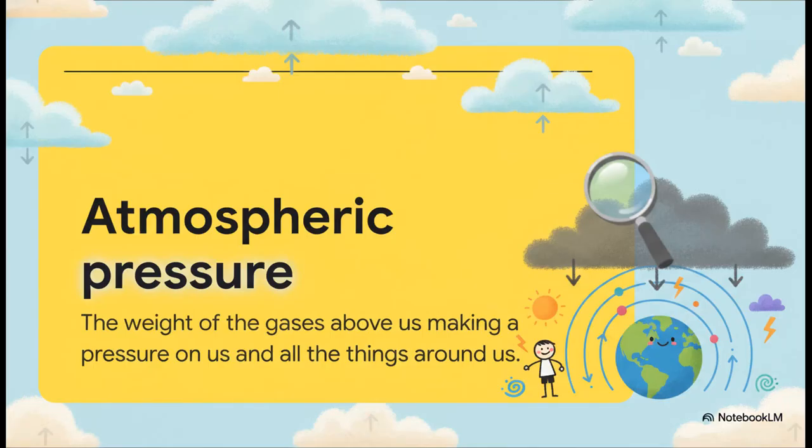We tend to think of air as being completely weightless, but the atmosphere is essentially this giant ocean of gas, and that gas actually has mass. The sheer weight of this stack pushing down on us creates what we call atmospheric pressure, which meteorologists measure in millibars to forecast our constantly shifting weather.